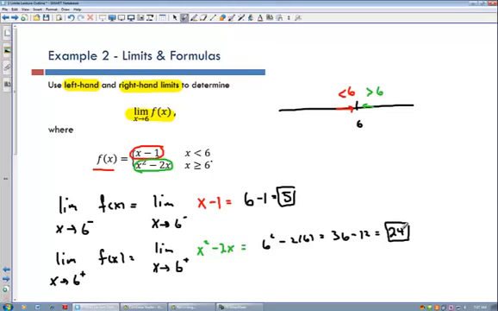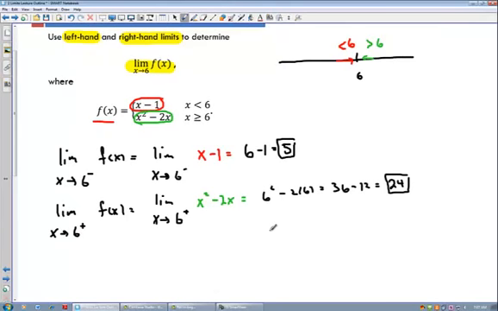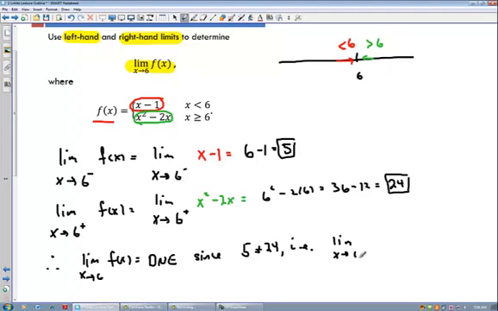So here's my left-hand limit, here's my right-hand limit, and therefore I'm going to conclude about the limit as x goes to 6 of f of x: my best guess from the left-hand side is 5, my best guess from the right is 24. They don't agree, so I say this does not exist. And I can even say why: since 5 is not equal to 24, the limit from the left-hand side of 6 does not equal the limit from the right-hand side of 6.